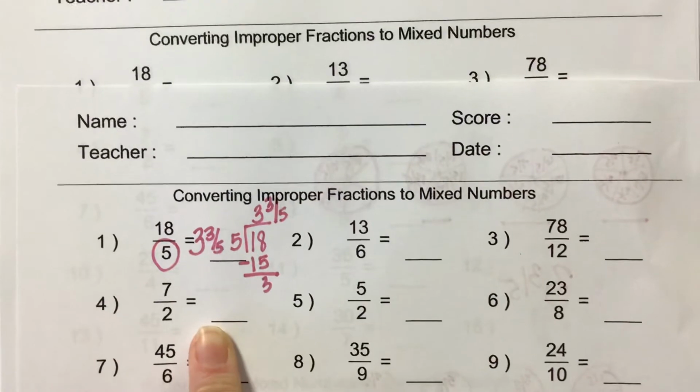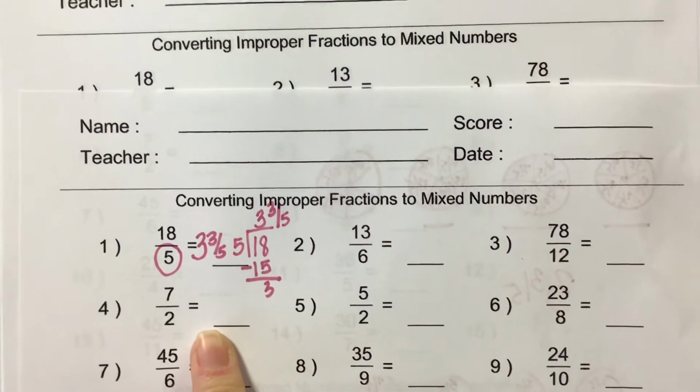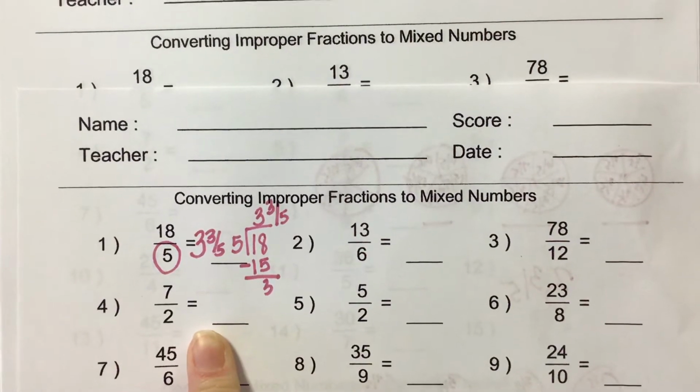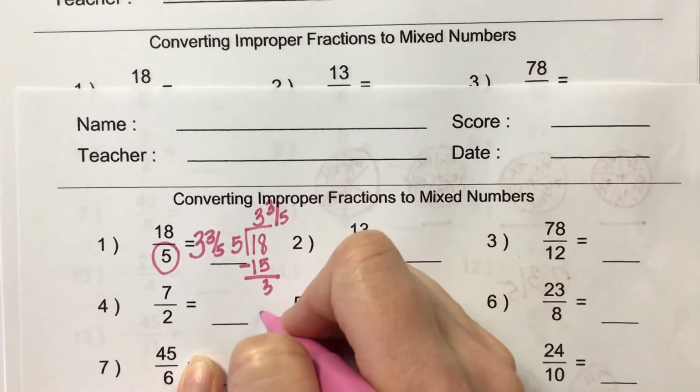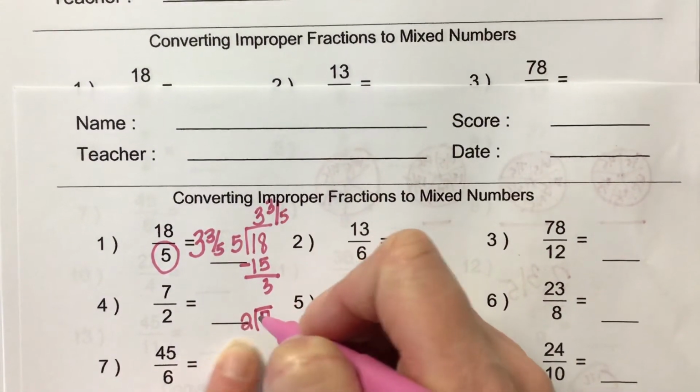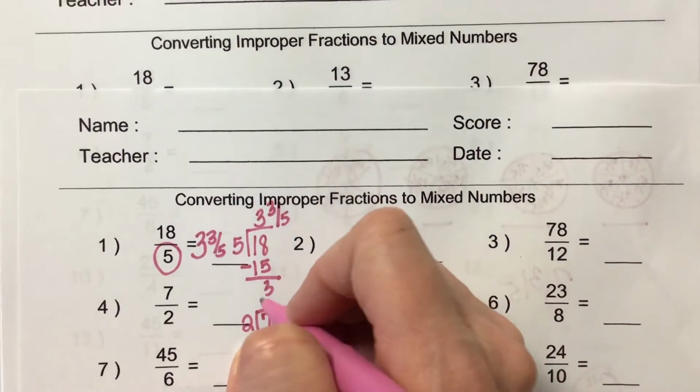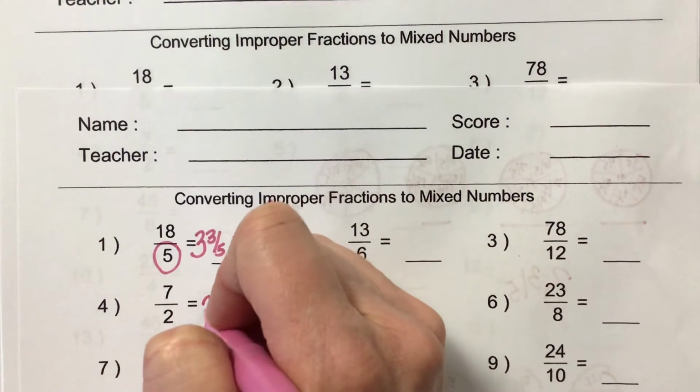What do I need to do? I have like the same 4 people raising their hands every time. What do I need to do? Andrew? 7 divided by 2. How many times can 2 go into 7? Brady? 3 times. My whole number is 3.